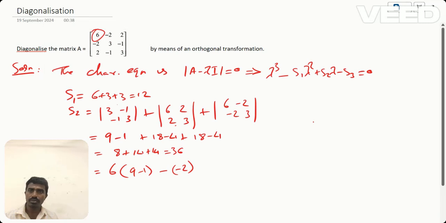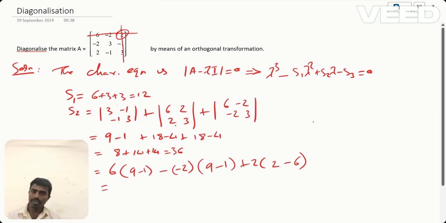Next element is minus 2. This minus 2, and remove the corresponding row and column. Then find the remaining determinant. So 9 minus 1, and then plus next element is 2. 2 into this 2, and remove the corresponding row and column. Find the remaining determinant. So 2 minus 6. Now if you simplify, then you get the determinant value, that is s3 value. So s3 equal to 32.